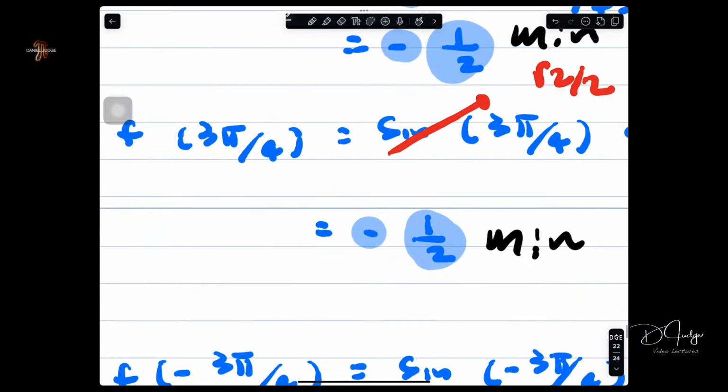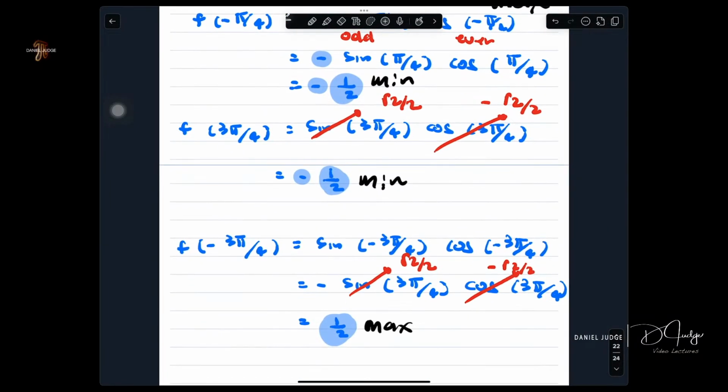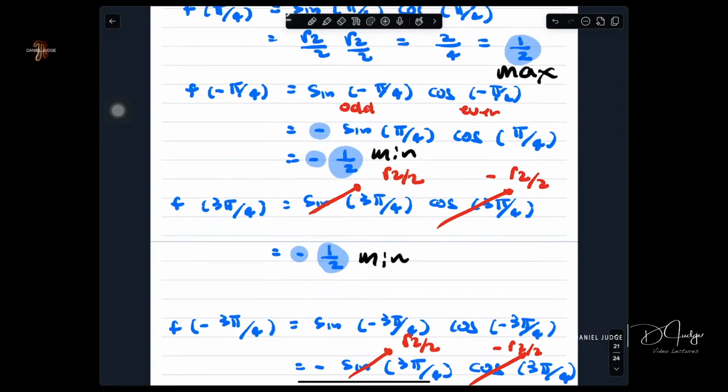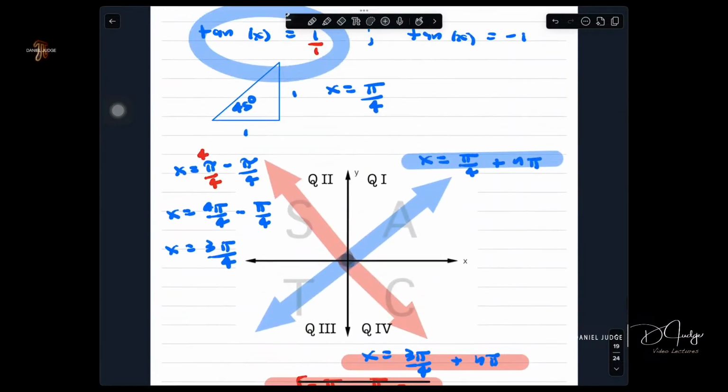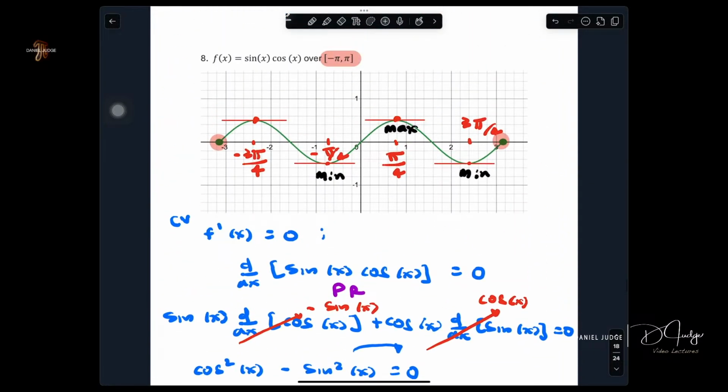At 3 pi over 4, that looks good. And you're going to have a max at negative 3 pi over 4. So, yeah, sure enough, that's exactly what we're seeing here. So our analysis does match the picture. So we're happy about that.